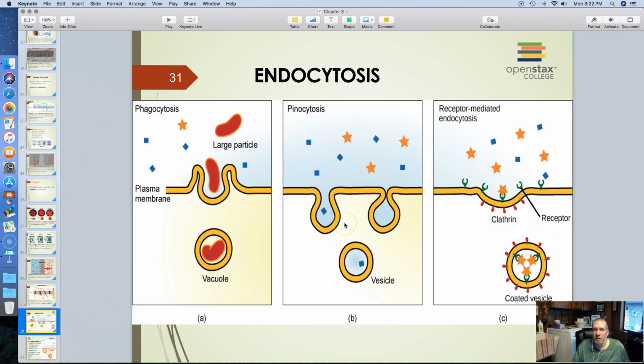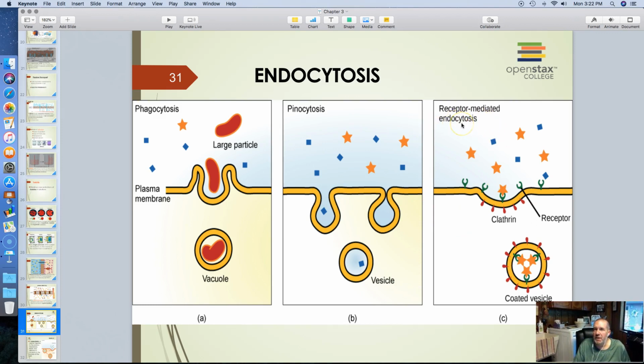Pinocytosis, similar. You've got these smaller particles that can gather in these little pores. They look like little pores on the cell membrane. And then when it's full or whatever is in there needs to be moved, then the vesicle slowly closes off. And once it's pinched off, then it can move away, carry off that smaller particle.